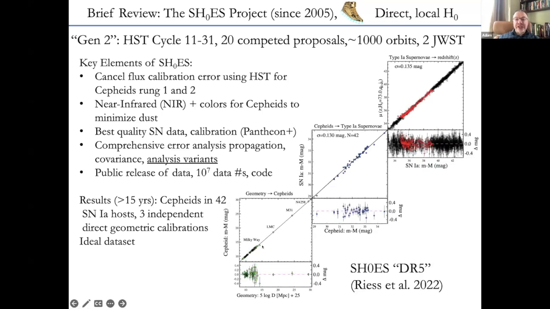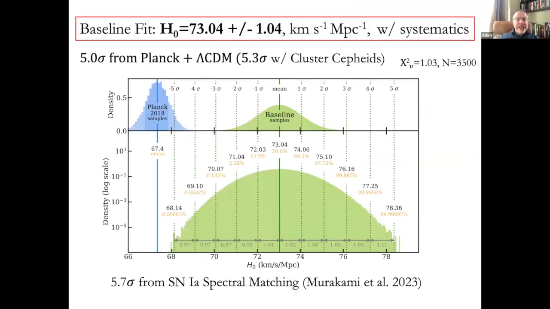And this is a kind of thumbnail sketch of the distance ladder. And I would call this data release five at this point. We've been at this for quite a while, growing this data set. You may have heard that the two approaches don't agree that well, and that is certainly the case. Our baseline fit at this point is about 73 plus or minus one, including systematic uncertainties. And this sits at least five sigma from the Planck plus Lambda CDM value. If you include recent updates, the Gaia cluster Cepheid measurements, that would be 5.3 sigma, or with more recent Type Ia supernova spectral matching, even up to 5.7 sigma. And so this is really quite confounding.